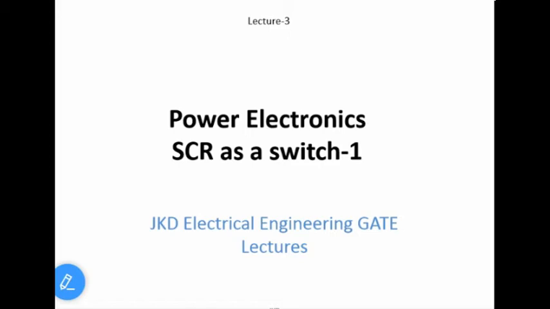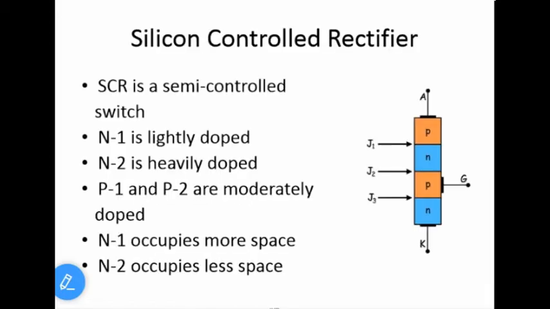Now let us first start our lecture with the SCR. SCR means silicon controlled rectifier. It is a semi-controlled switch. Now if you see the construction, there are four regions: P, N, P, N. I will name them P1, N1, P2, N2. Because of four regions, three junctions are formed.